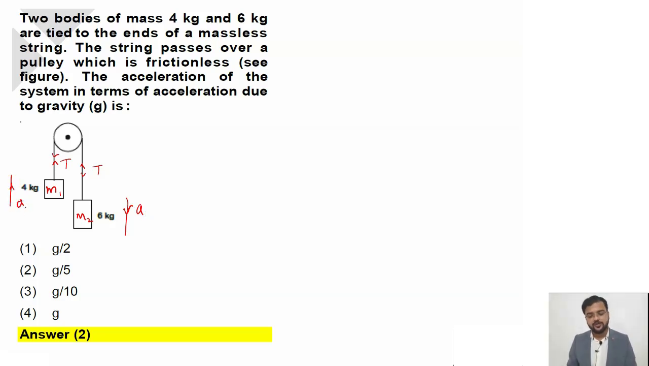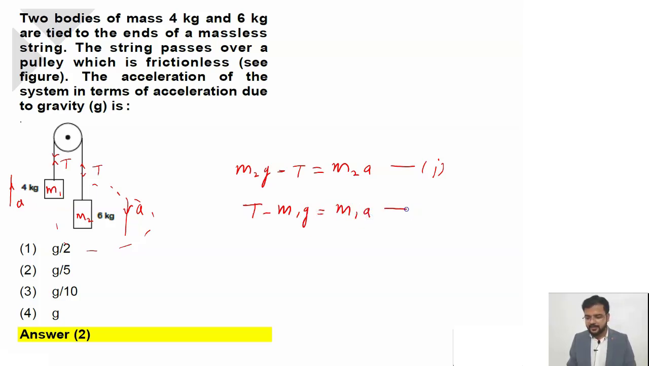So how can we solve this? Just make the free body diagram for the m2 mass. It will be m2g minus T equals m2a. This is equation number 1. And if I make the free body diagram for the m1 mass, it will be T minus m1g equals m1a. This is equation number 2. If you solve these 2 equations, you will get option number 2. Let's see the next question here.